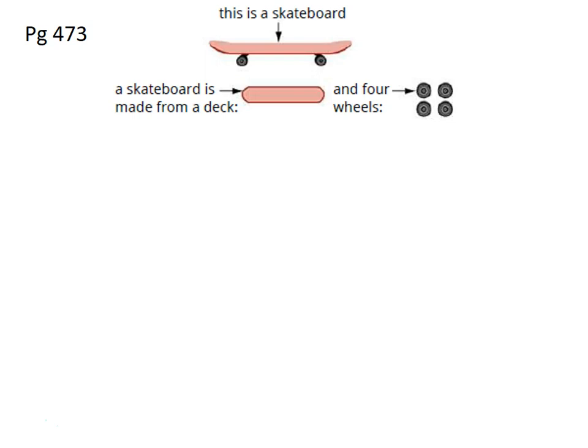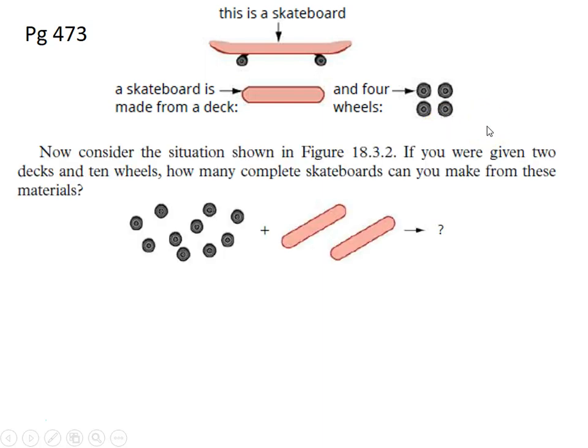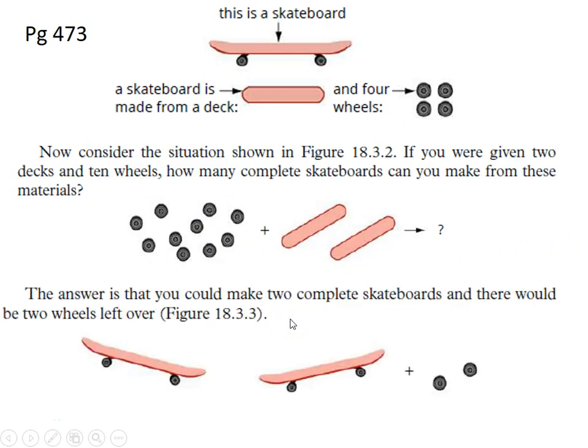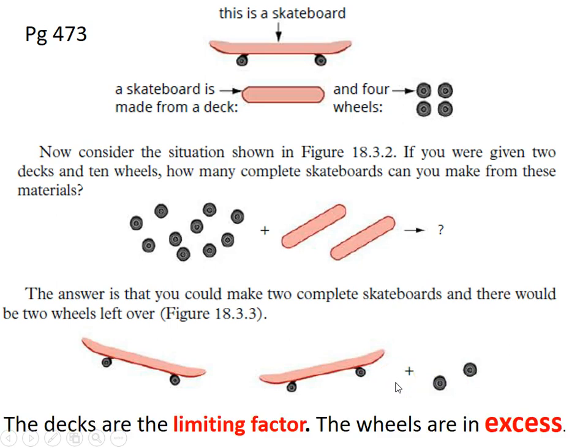There's an example in your book about a skateboard. A skateboard has a deck and 4 wheels. If you have a certain number of wheels and a certain number of decks, how many skateboards can you make? For every one deck you need 4 wheels. So if you've got 10 wheels and 2 decks, 2 decks would need 4 wheels each, so 8 wheels, and you've got 10, so you've got 2 left over. So the limiting one is the decks. Once you've run out of decks, you can't make any more skateboards, and then you have leftover wheels.